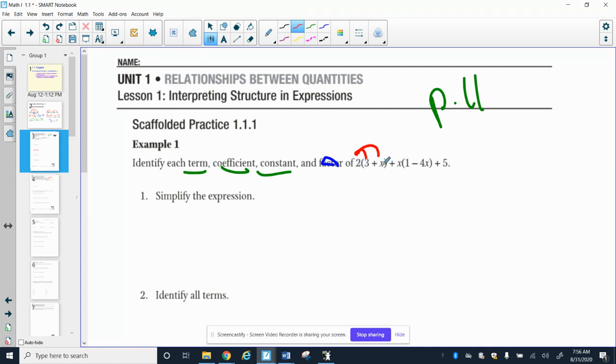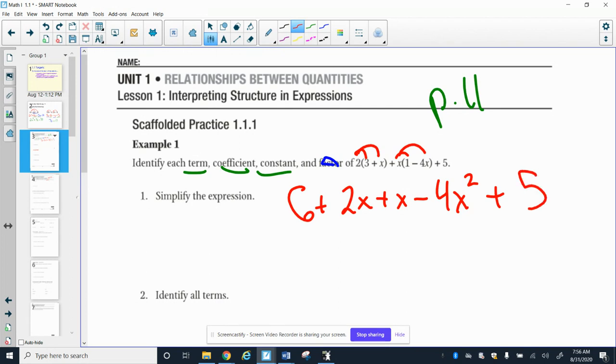We'd multiply the 2 to both of these terms, 6 plus 2x. Then we need to multiply the x to both of these. Plus x times 1, that's x. X times negative 4x, that'd be minus 4x squared. And then we still have this plus 5 at the end.